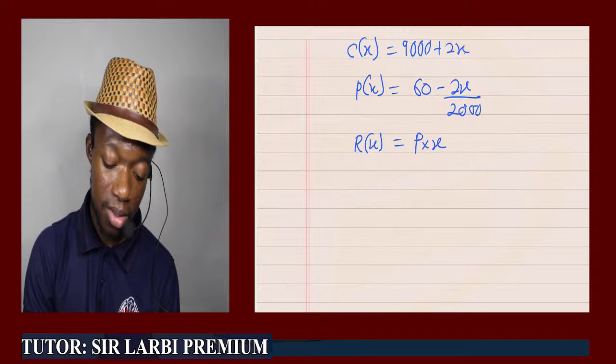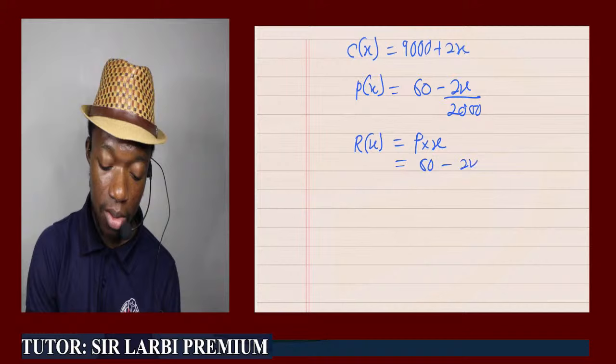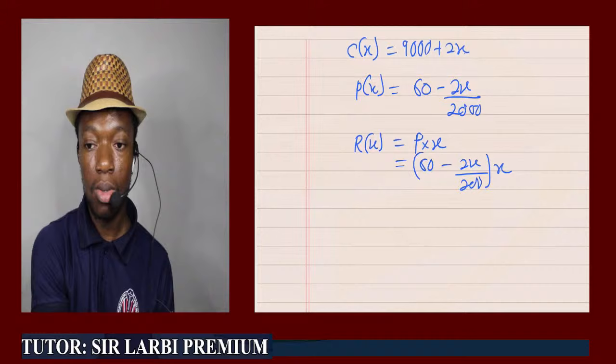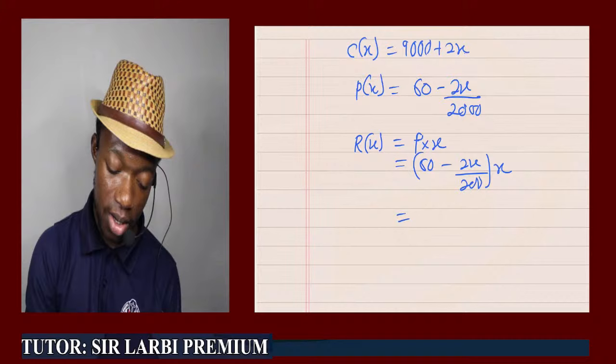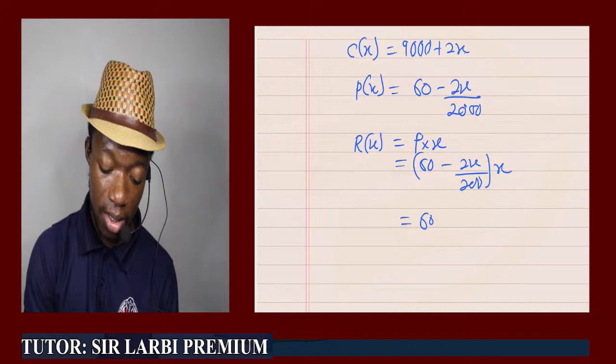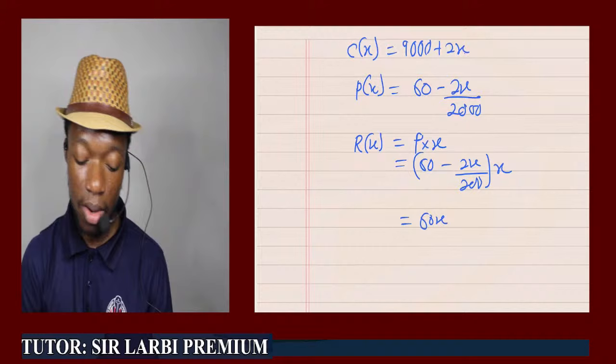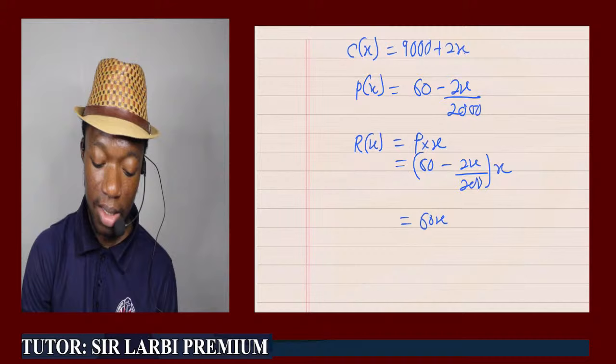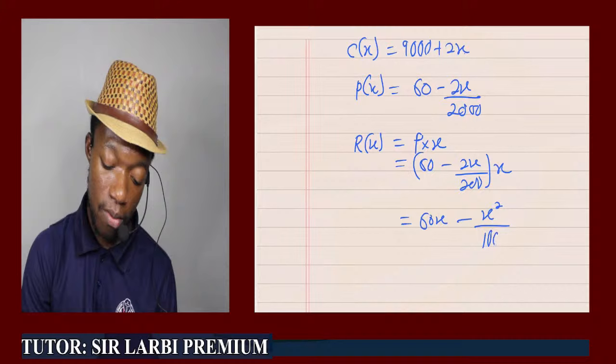So what do we get here? I know the price is 60 minus 2x over 2000, multiplying x. Now you just have to expand it. 60 multiplying x gives 60x, and then x multiplying 2x over 2000. Realize that the 2 can go into 2000 to give 1000. So we have minus x squared over 1000. I hope you agree with me on that.